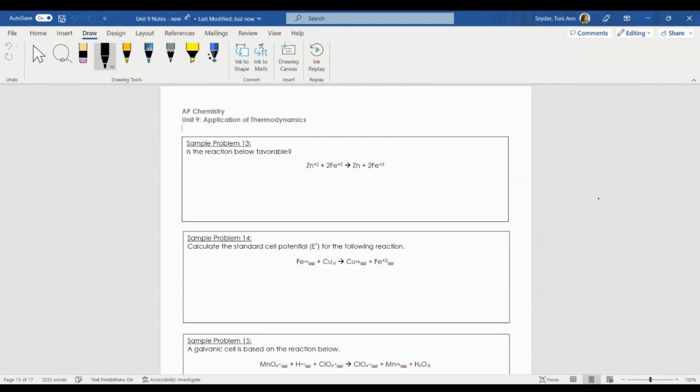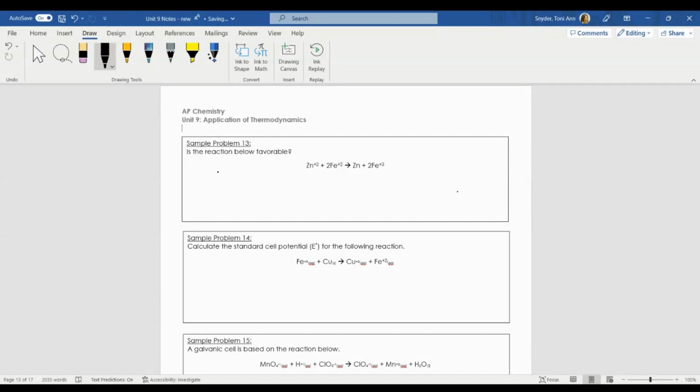So let's try these 3 sample problems very quickly, and we're going to see this is a very simple process. So, is the reaction below favorable? It looks like I have zinc ions reacting with iron plus 2 ions, and I'm producing zinc metal and iron plus 3 ions. You might have a standard reduction potential chart.